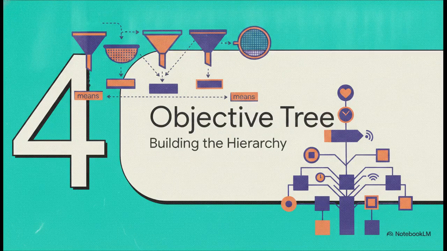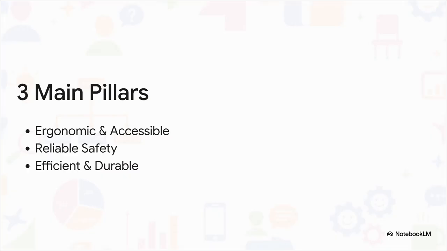Okay, Section 4, building the objective tree. With our objectives carefully separated from our means, let's construct our blueprint. Based on our analysis of the really dangerous flaws in current models, the ideal elderly smartwatch must be built on 3 foundational pillars. First, it absolutely must be ergonomic and accessible, meaning it actually accommodates the physical realities of aging, like declining vision and dexterity. Second, it must offer reliable safety, focusing heavily on urgent health monitoring. And third, it has to be efficient and durable, ensuring the device is always powered and ready to perform without burdening the user with constant, annoying maintenance.